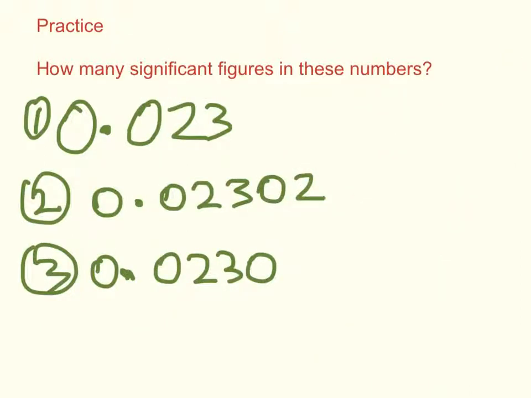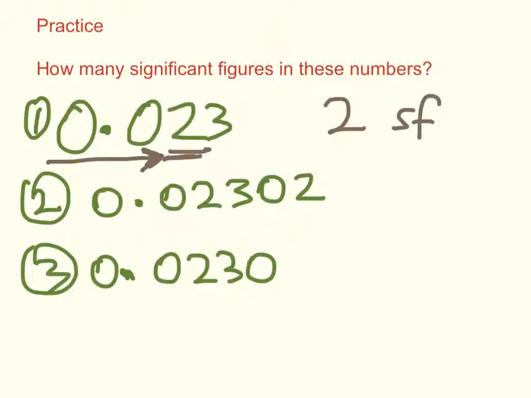Okay, how many significant figures in these numbers? Well, in the first one, the first digit working in this direction that isn't 0 is 2. So this number's got 2 hundredths and 3 thousandths. So it's got 2 significant figures.